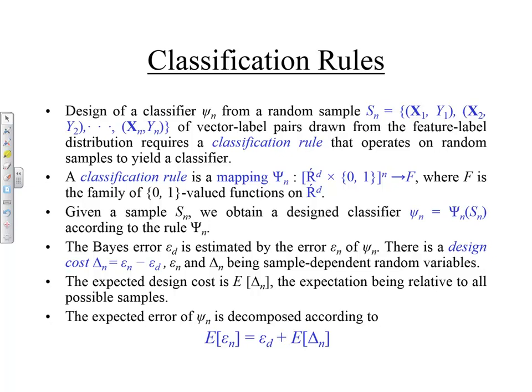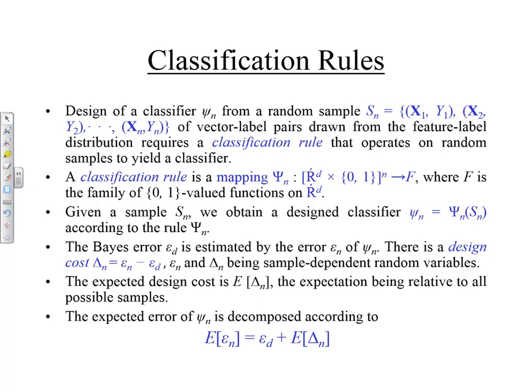Again, this is a random variable because epsilon n is a random quantity, coming from the sample. To get that epsilon n, we had to design this classifier psi n, so it is a function of the sample size n. So you have to take the expectation. The expected design cost is the expected value of this design cost, delta n, the expectation being relative to all possible samples.